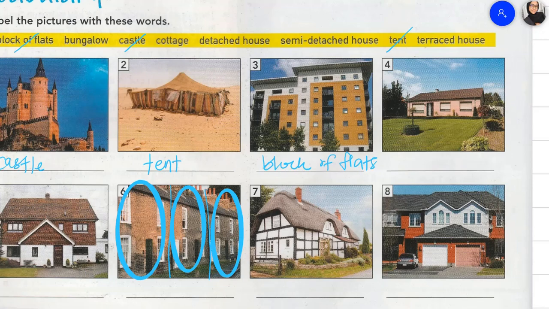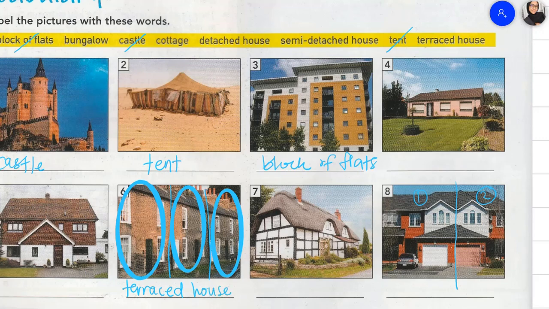Maksudnya macam ni, like number 8 here. Notice how there are only two houses, house 1 and house 2. It is attached and it shares a wall in the middle here. So this is semi-detached, only involving two houses. So this makes picture 6 a terrace house.